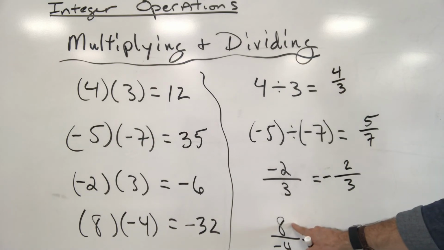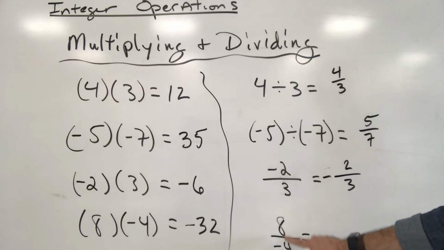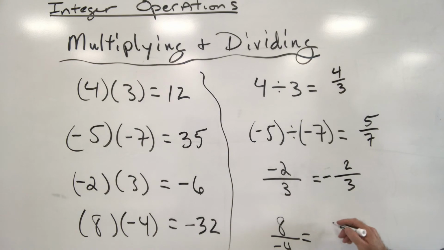And again, a positive divided by a negative, so we have positive 8 divided by negative 4. This is going to result in a negative 2.